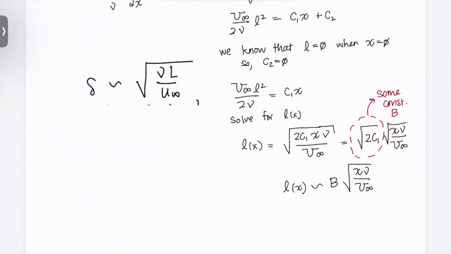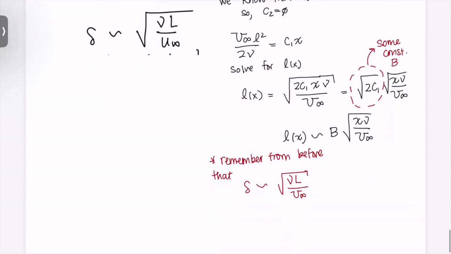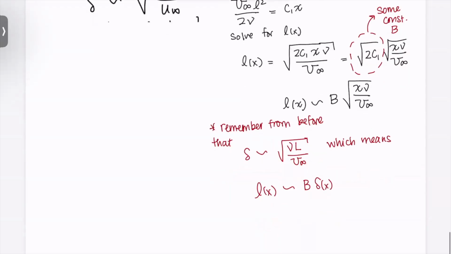So remember, delta scales with the square root of viscosity times some length scale over U infinity, which means that L scales with delta times some scaling factor B. Cool, right?